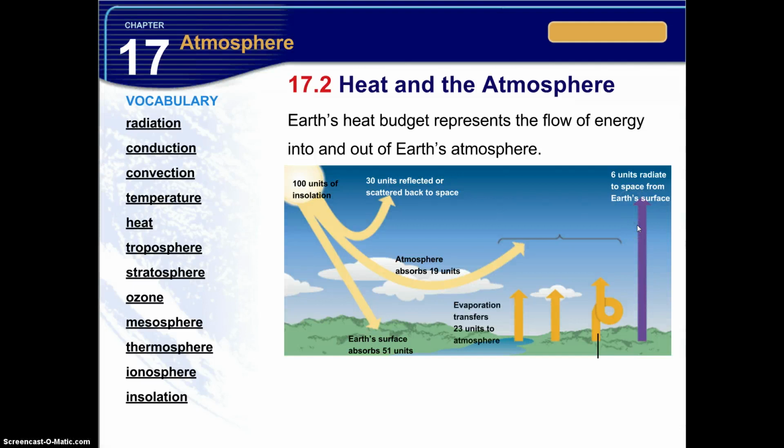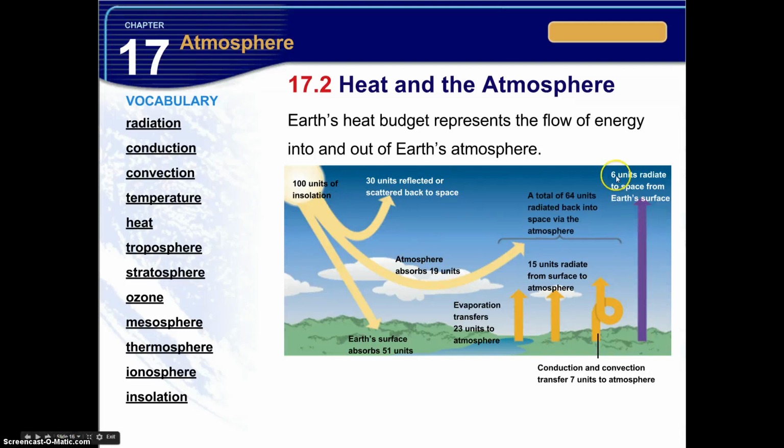Evaporation transfers 23 units into the atmosphere, 15 units are radiated from the surface to the atmosphere, and 7 units come from conduction and convection. So if you add these up, 6 units radiated back to space from Earth's surface, 64 units radiated back from the atmosphere, and the original 30 units reflected or scattered back to space, these three totals add up to 100, which is what came in.